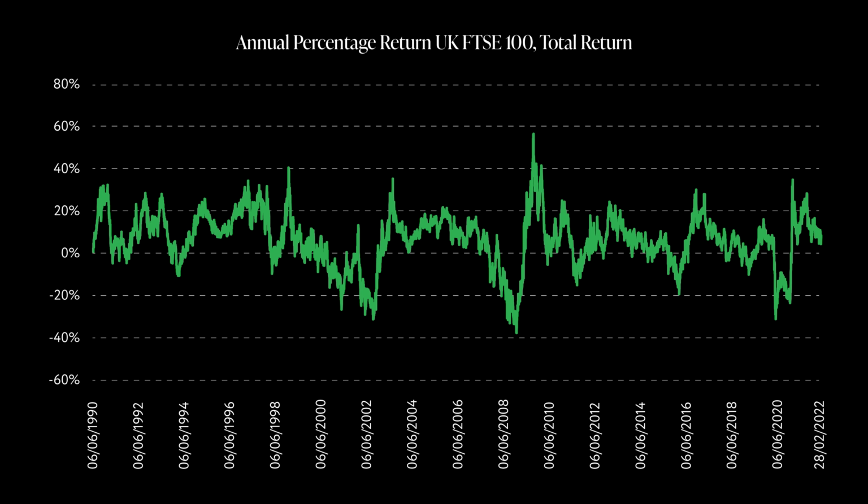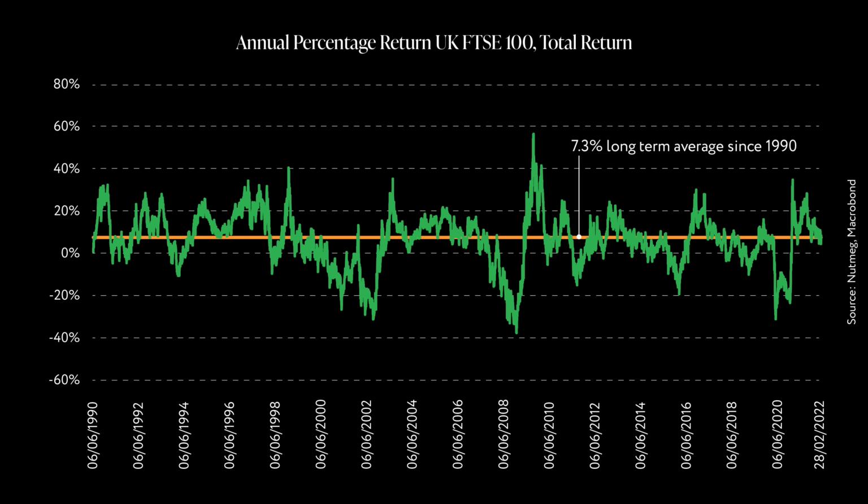Looking instead at returns over 1 year, not just one day, we see they are far less noisy, but there are still plenty of negative outcomes. The horizontal line in the chart takes a much longer view, showing an average annual return since 1990 of just over 7%. As you can see, year in, year out returns fluctuate around this average, but the patient investor was paid a high average return for this volatility.